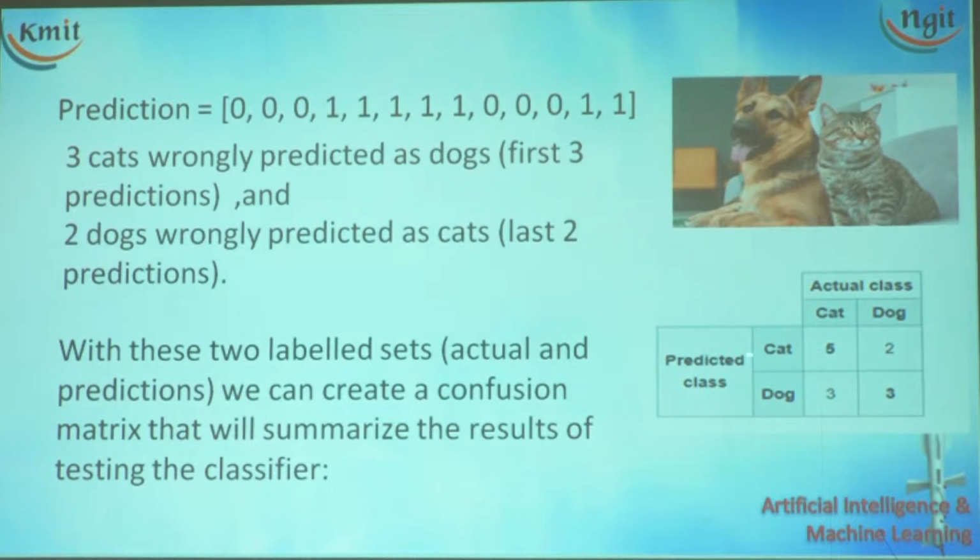See here, actual class and predicted class. Actually it is a cat and predicted as cat. How many classified? That is a number. Cat is classified as cat. And then 2. What is this 2? Actually it is a dog, predicted as cat. It is a wrong prediction. And actually it is a cat, predicted as dog. It is a wrong prediction. And actually it is a dog, predicted as dog.